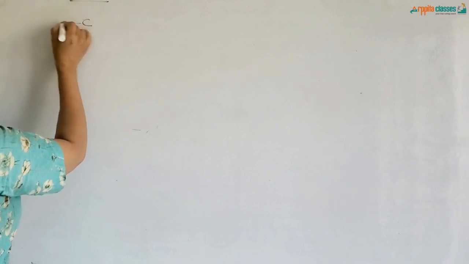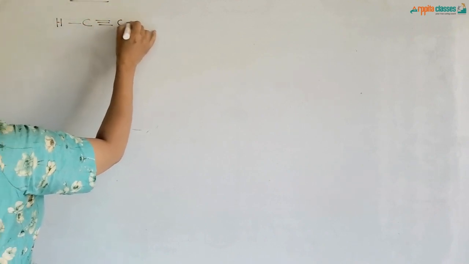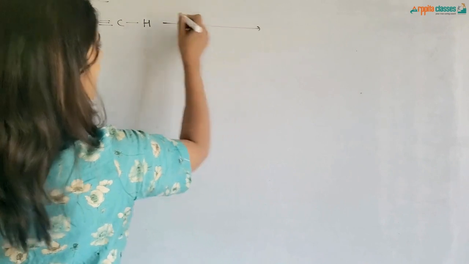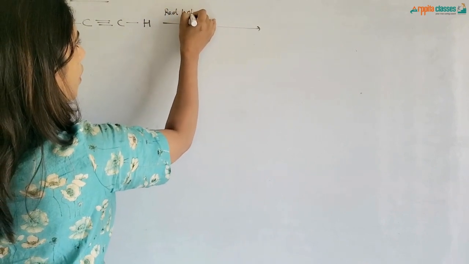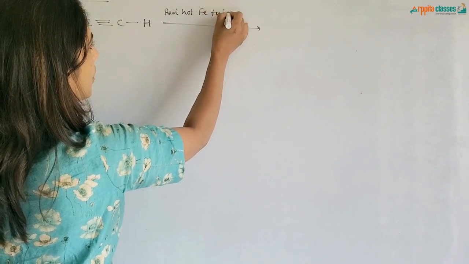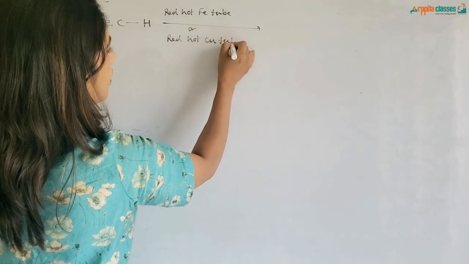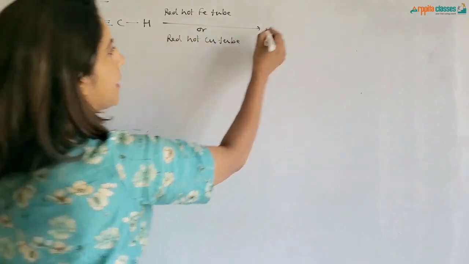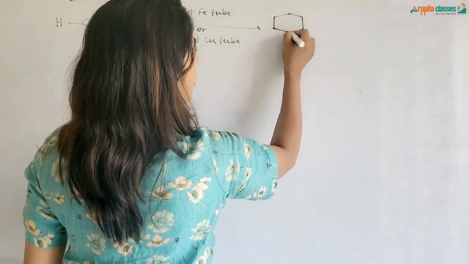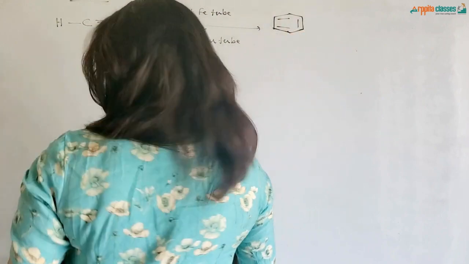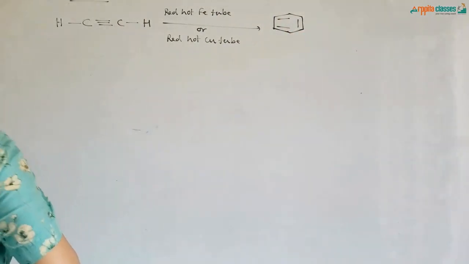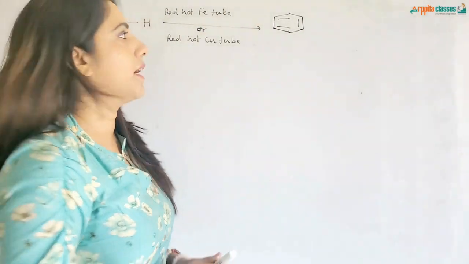So let us talk about the last trick, that is trick number 8. Suppose we have ethyne, CH triple bond CH. Ethyne is treated with a red hot iron tube or red hot copper tube. Cyclic polymerization takes place and we get benzene over here. So this is how we can convert an aliphatic hydrocarbon to an aromatic hydrocarbon.